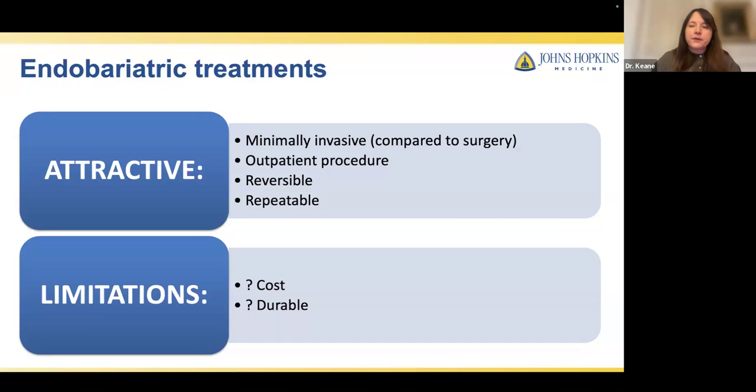There have been some limitations put at the door of endobariatric treatments. One of them has been cost. One of them is how durable is this treatment? How long will my procedure last? And I'm going to answer those questions.